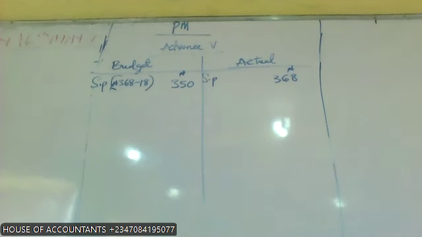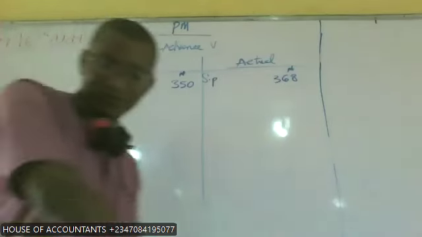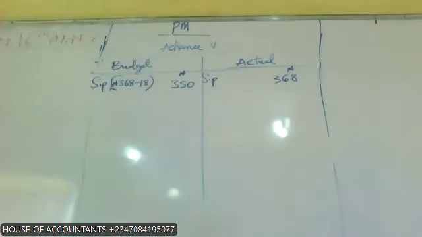Sorry, please, where did you see 368? I can't find it in the question. Under additional information, third paragraph. They said third paragraph.